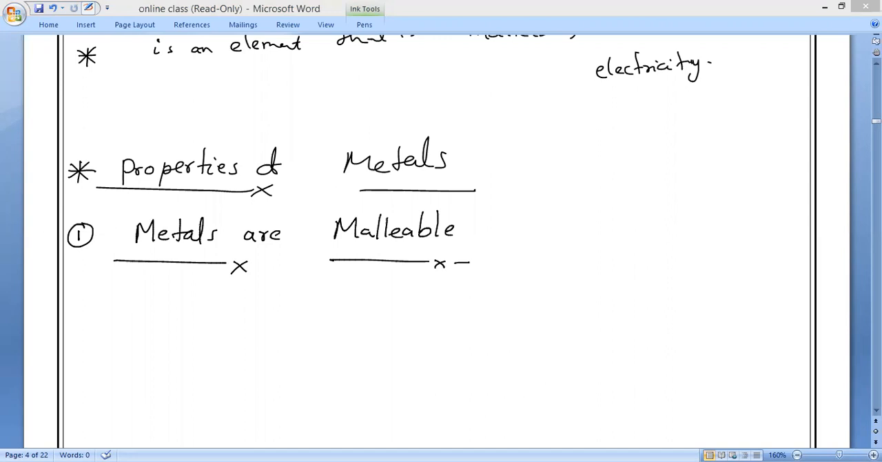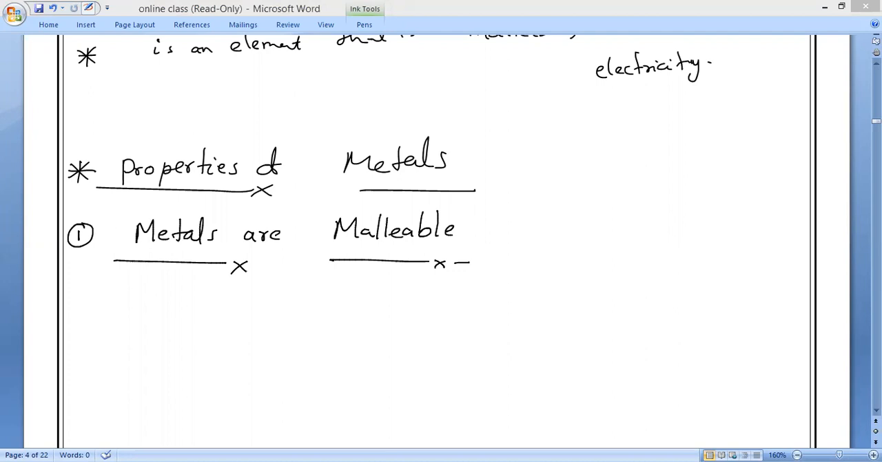What do you mean by malleable? For making a different shape. Very good. So when we are hammering, it will be beaten into thin sheets. But one important word I said, without that word the definition won't be complete. What is that word? Without breaking. So metals can be beaten into thin sheets without breaking. That is why we call metals malleable.